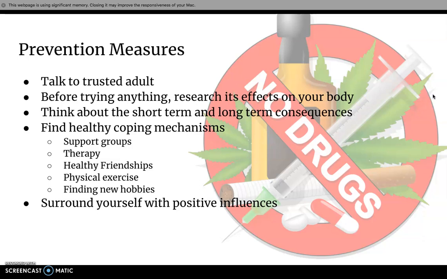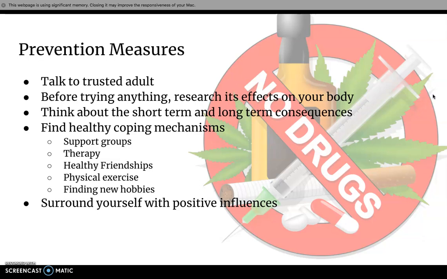Think about short-term and long-term consequences. I think just doing research in itself is enough to make you really reconsider if this is something that you want to do. Anytime I've done any research about the effects of any drug on my body, I just think it's not worth it. In the moment, you may feel euphoria or whatever you're trying to find with that drug, but in the end, it's just not worth it due to the effects it can have on your body.